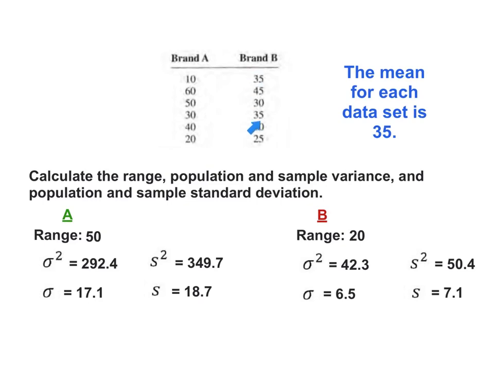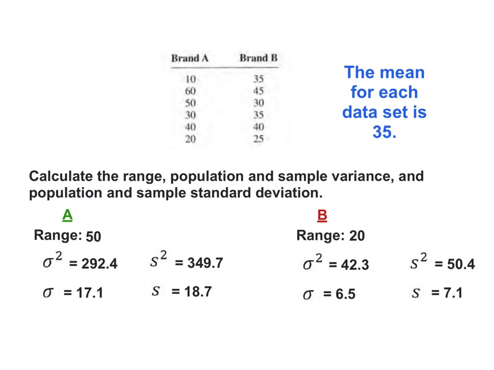So since we can tell by the naked eye that this data is closer together than this, we would expect these values to be smaller than these values. Okay. So again, that's another way, especially because the mean is the same for both, that we can look at data and look at the spread.